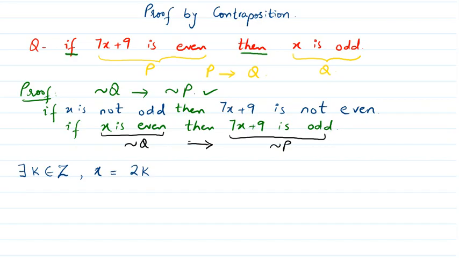So plugging in this form of x in the equation, in the statement that 7x plus 9 is odd, ये हमारा कंक्लूजन है, ये हमारा वो फैक्ट है जिसके लिए हमने स्ट्राइव करना है, इसको प्रूव करने की कोशिश करनी है.